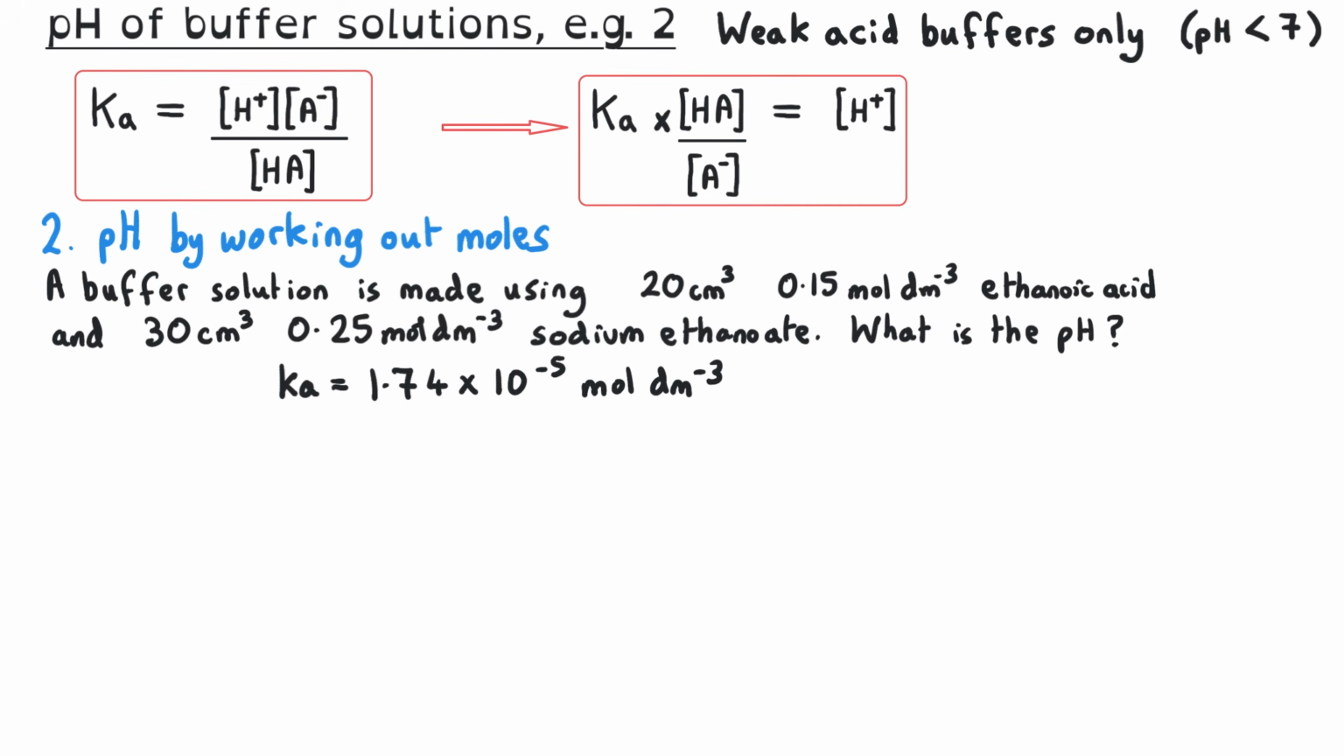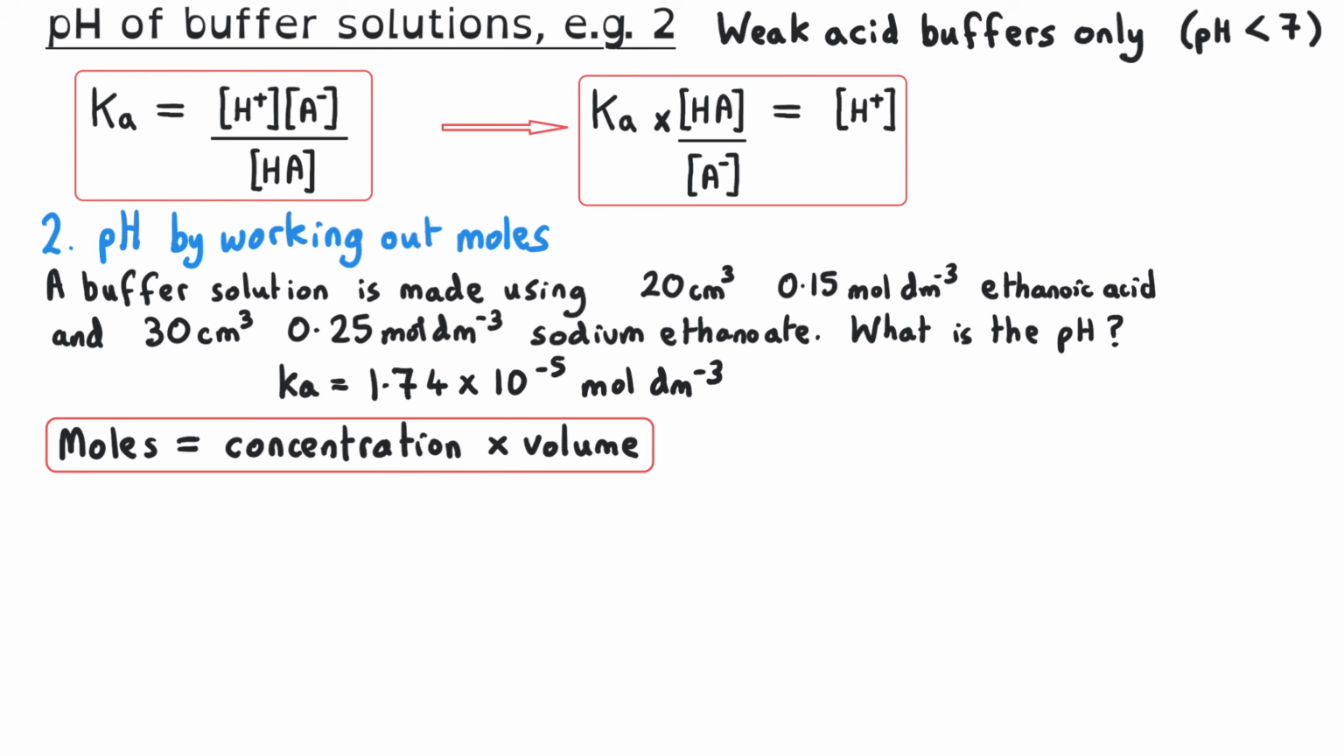You could be expected to calculate the pH of a buffer solution when given concentration and volume values for the chemicals and the Ka for the weak acid. To do this, the first step is to calculate the moles of the weak acid and the moles of the salt. To do this, we use the equation moles equals concentration times volume, and we need to remember that the volume needs to be in dm cubed for this, and so since in my question here I've given the volumes in cm cubed, we need to remember to divide those by 1000.